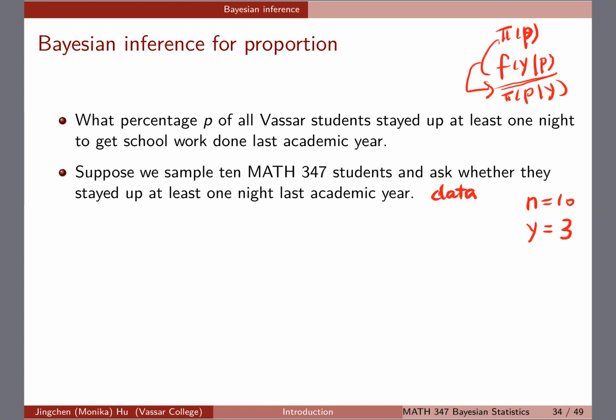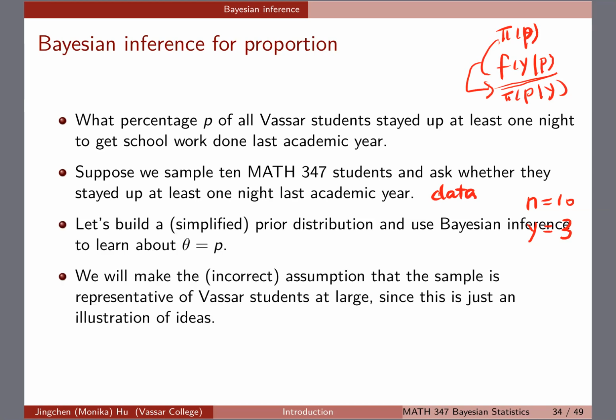Okay, so my data is n is 10, and out of 10, I have 3 say yes. All right, so that's the data part. How can we come up with the prior? What we're going to do in the class is, first of all, we have to make the incorrect assumption that the 10 people that we just sampled are representative of Vassar. So let's just make that assumption for now.